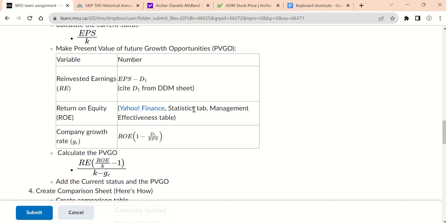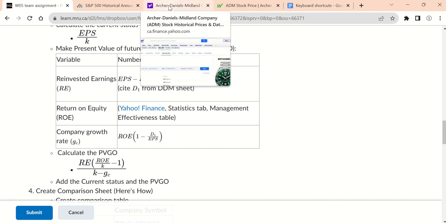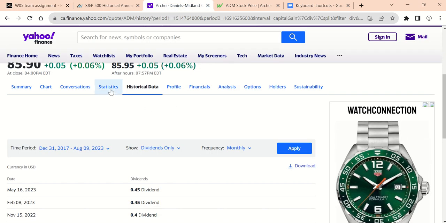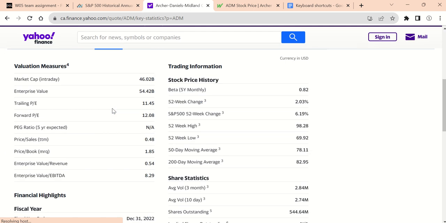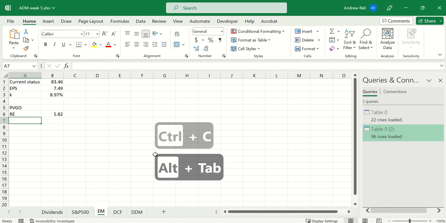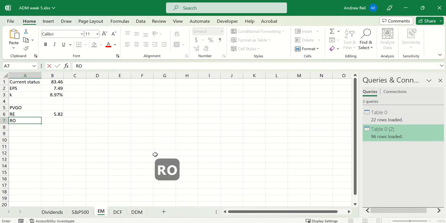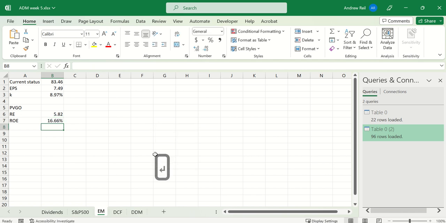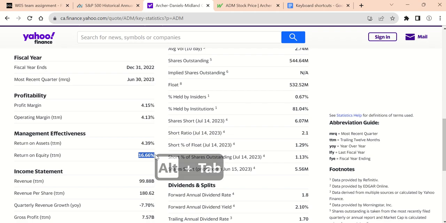And so the next one we want is return on equity, and that's in the Yahoo Finance on the Statistics tab in the Management Effectiveness table. So I still have a Yahoo open, but I can go to the Statistics tab, and here's the Management Effectiveness, return on equity, and it's 16.66% in my case. So ROE, and then I'm going to F2 it, Control V, Enter.